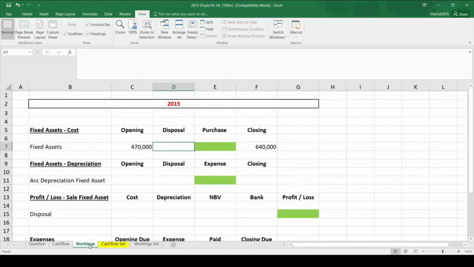So into my workings here, I'm going to take away 50,000. So at the start we had 470, and if we got rid of 50,000 worth, that leaves us 420,000, and at the end we had 640. So the difference between the 420 and the 640 must have been purchases.